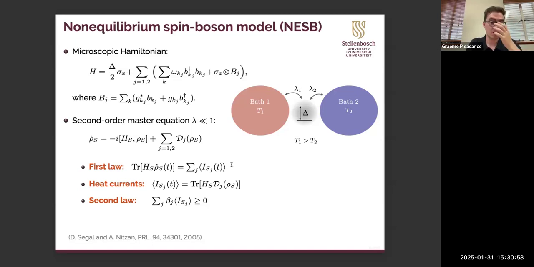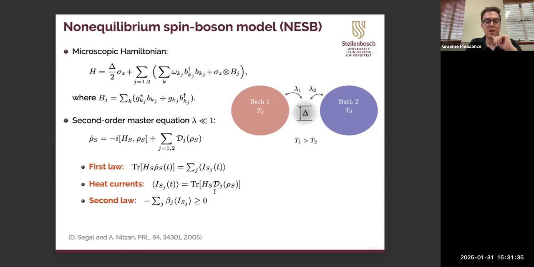In particular, we can write down a first law, which is essentially just a statement of energy conservation. It tells you that in the steady state, any energy absorbed by the system is equivalently emitted by the system into the cold reservoir. The first law relies on this definition of heat current, which depends on each of these dissipators. Crucially, the fact that these dissipators are local to each reservoir, so they just depend on this index J, means that we can unambiguously identify heat currents in this way.